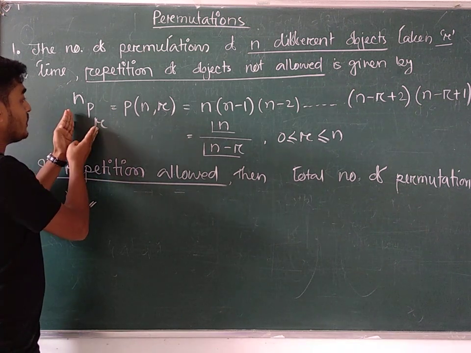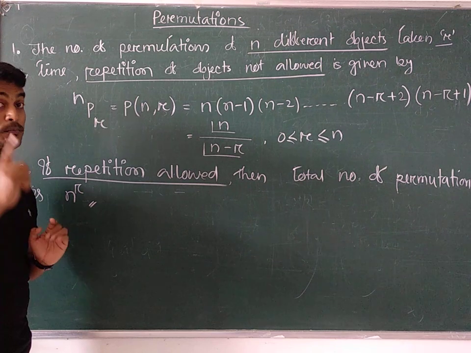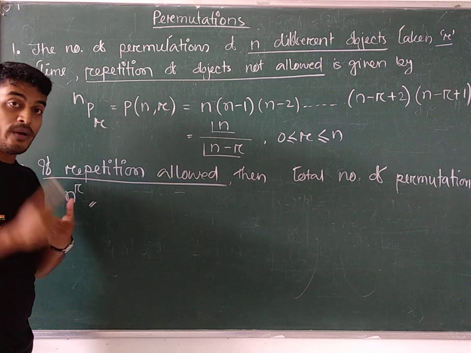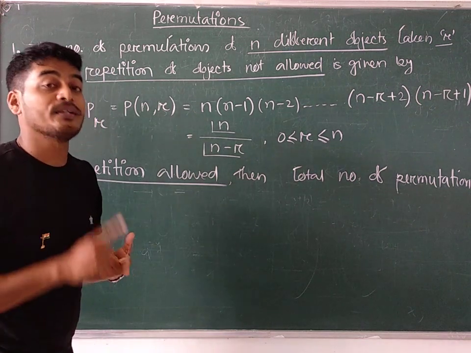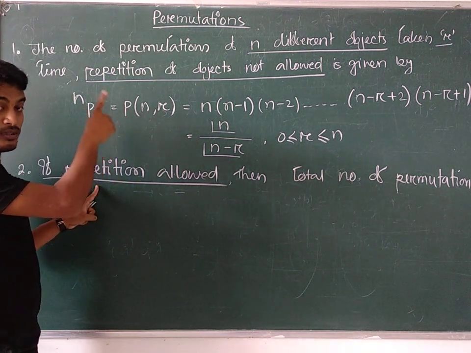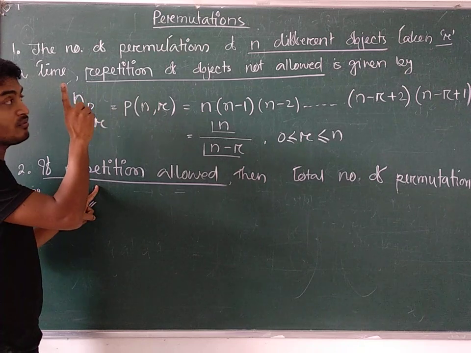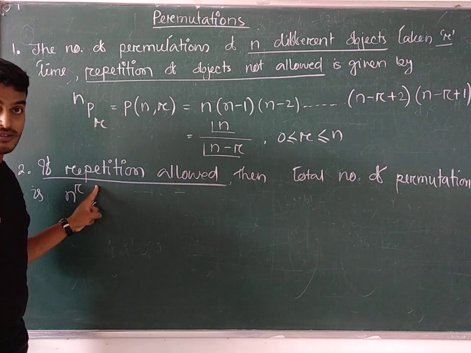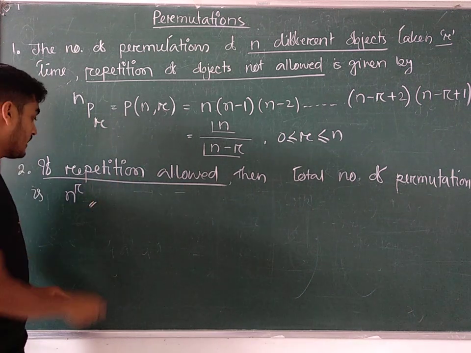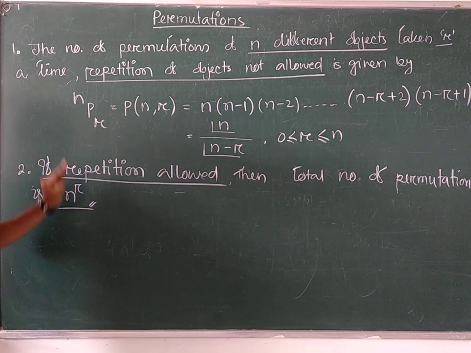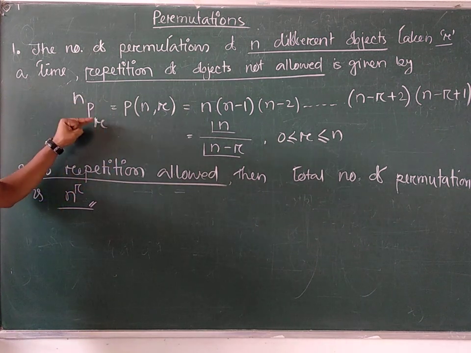Under what condition we have to apply the nPr formula? The nPr formula will be applied only in that case where objects are distinct and repetition is not allowed. If repetition is allowed, objects are distinct. Total number of objects is n, all the objects are distinct, and if you want to arrange r objects out of n objects where repetition is allowed, then the total number of arrangements is equal to what? N to the power r. Got it? So these are the two different points. If repetition is not allowed, this is the formula.